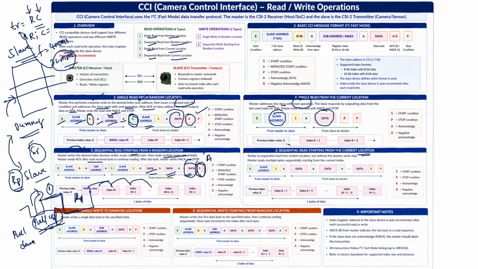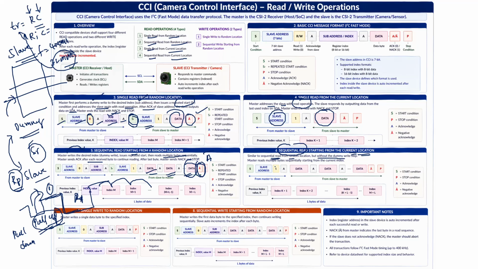Same thing, we are doing the sequential read starting from the current location. Same thing, single read from current location. How are we doing that? Same way, we are doing the sequential read starting from the current location. Similarly, we are doing the sequential read from a random location. Multiple data we are reading from the same location. For the random location we do the dummy write operation, but for the current location we don't, without doing any dummy write step.